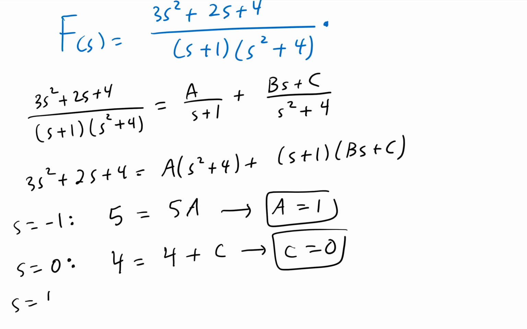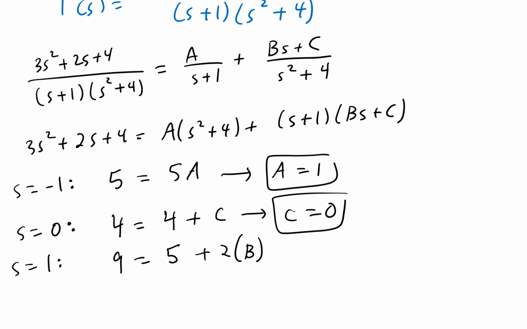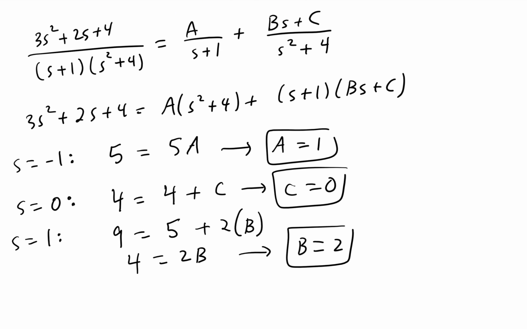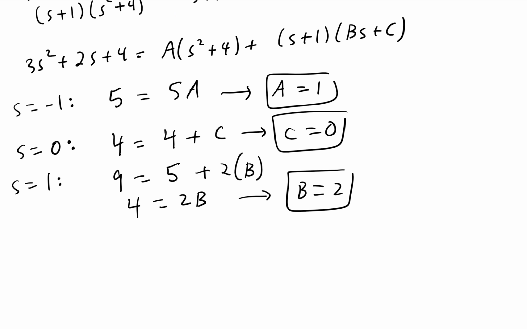And you can substitute s equals any value, say 1. So 3 plus 2, 5, and 4, 9 equals 5a, and a is 1, plus 2 times b, because c is 0. So subtract 5 on both sides and solve for b, so b is 2. So we got a, b, and c. Now we substitute them in and use the inverse Laplace, linearity.